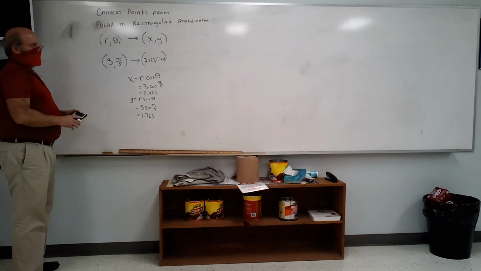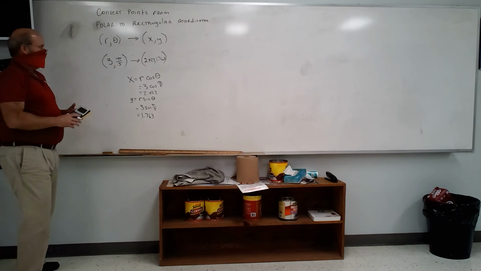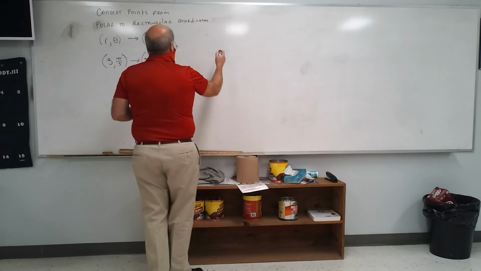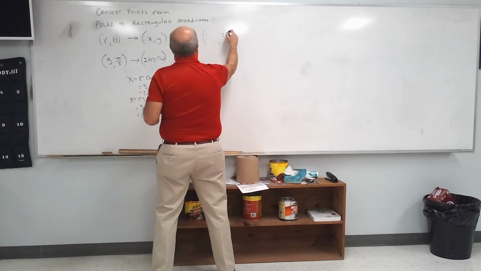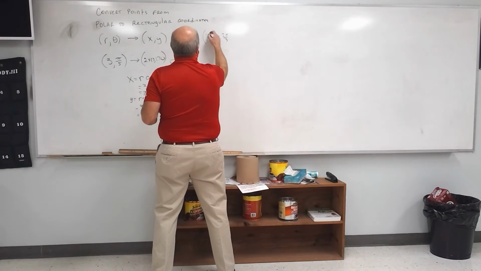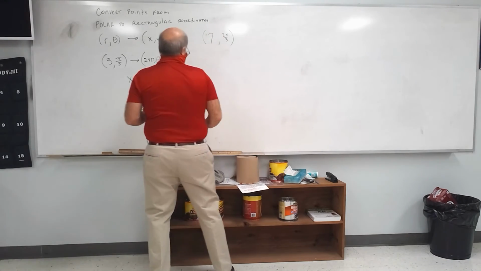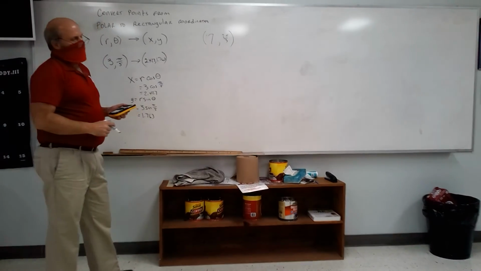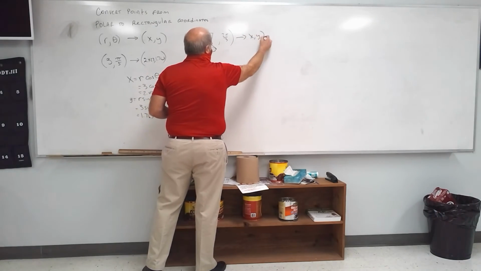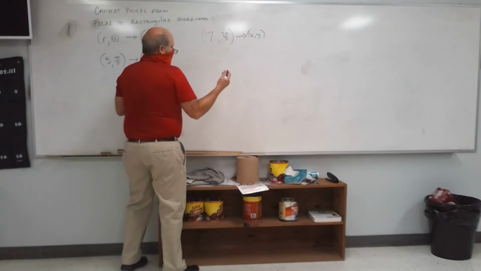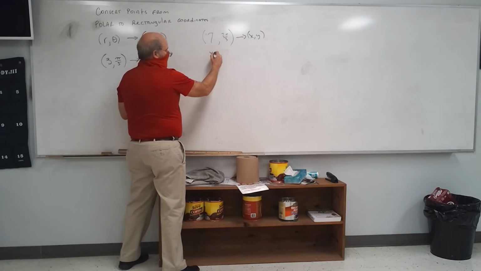Let's try one in the second quadrant, just so you'll see this doesn't just work for the first quadrant. Let's take an angle you know is in the second quadrant. How about 2 pi over 3? And let's say we go 7 units from the origin in that direction. We're going to convert that point to rectangular coordinates x, y. Works no matter where you're at inside the plane.